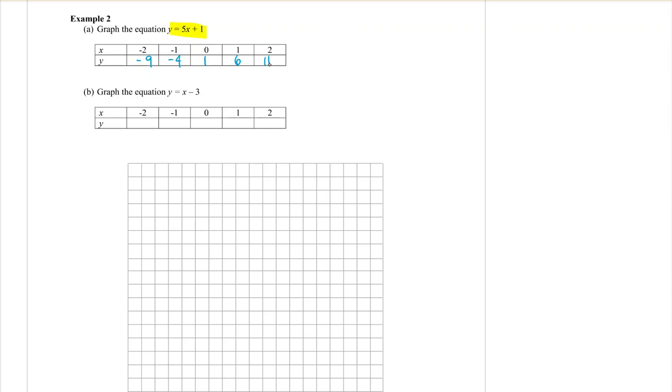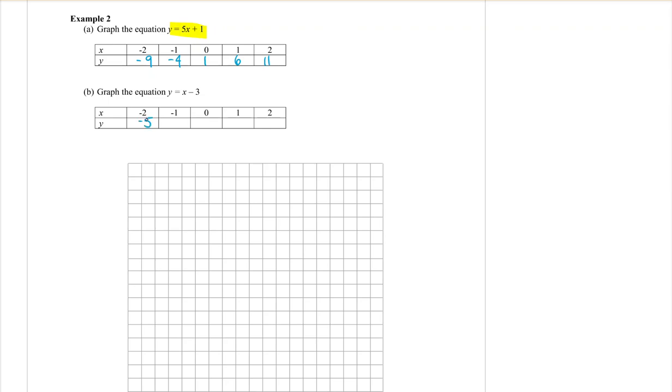Has everyone had enough time to fill in the table for the A? So my answers were minus 9, minus 4, 1, 6, and 11. Did you get the same thing? Yes. Wonderful. Okay, let's fill in the second one. So the second equation is y equals x take away 3. X is going to be minus 2. So it's going to be minus 2 take away 3, which is? Minus 5. Perfect.